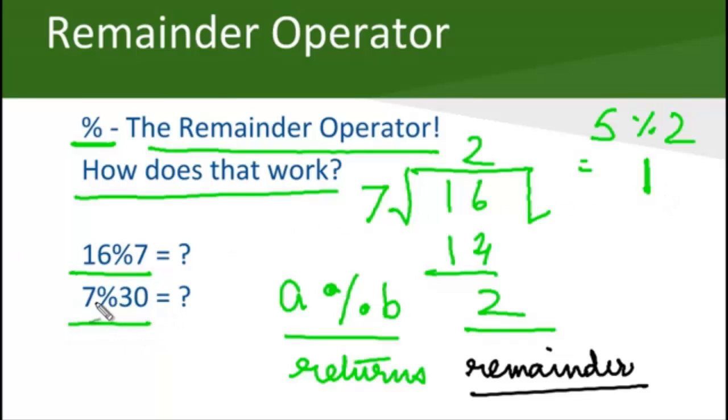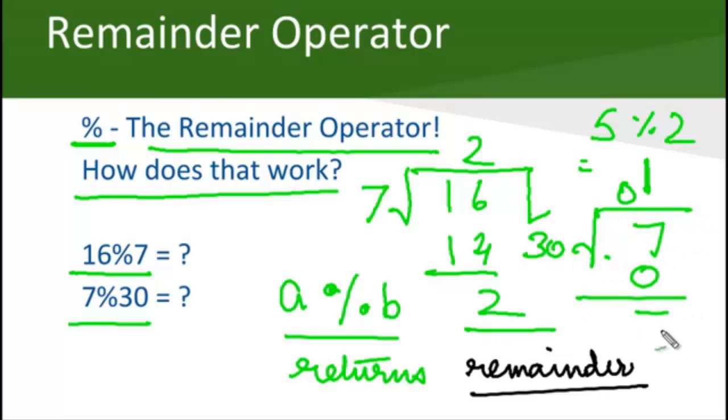Then you can have 7 % 30. That is 7 divided by 30. 30 zeros are 30, which will be 0 only. So the remainder here is 7, because 7 is smaller than 30 and it is not possible to divide. So the remainder will be 7.